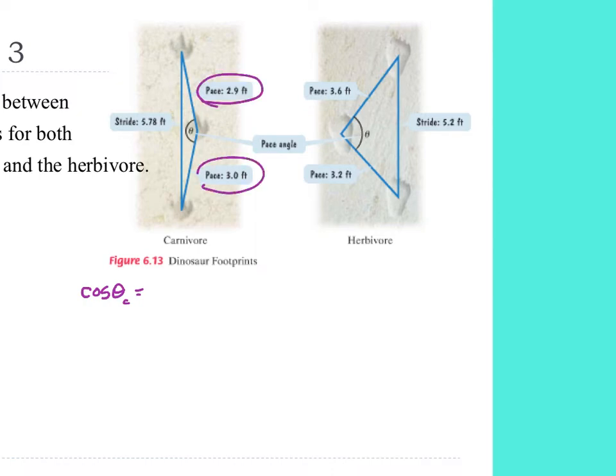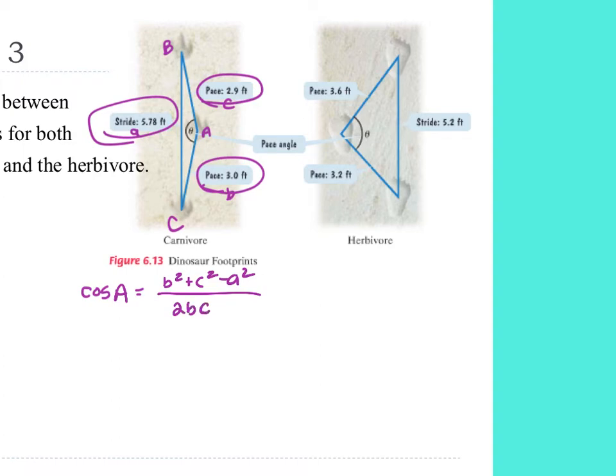So I would say for the first one, the cosine of theta for the carnivore would be the opposite. So it's these 2 letters minus the opposite side. So if you want to give it letters, you can. If this was A, this would be A, this is B, this would be B, this is C, this would be C. So I'm technically finding the cosine of A, which would be B squared plus C squared minus A squared over 2BC. So 2.9 squared plus 3.0 squared minus 5.78 squared over 2 times 2.9 times 3. I don't need the 0.0 for the 3. I can just leave the 3.